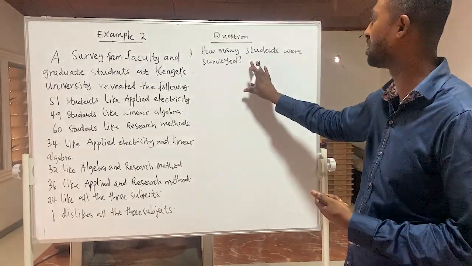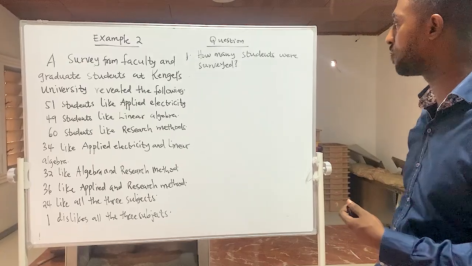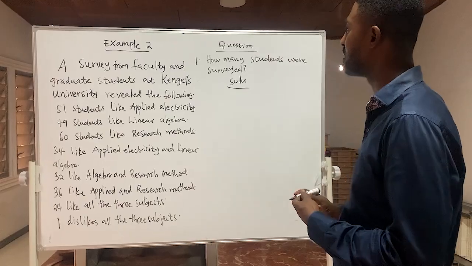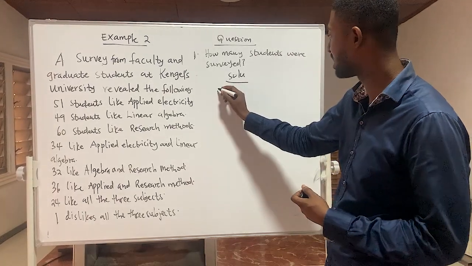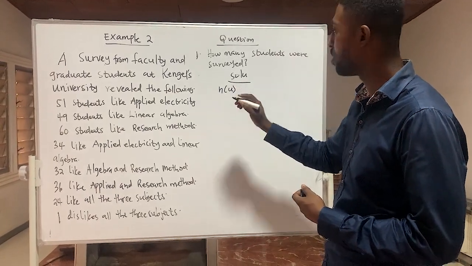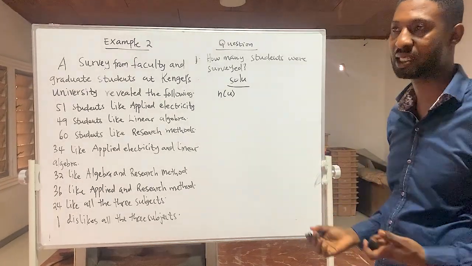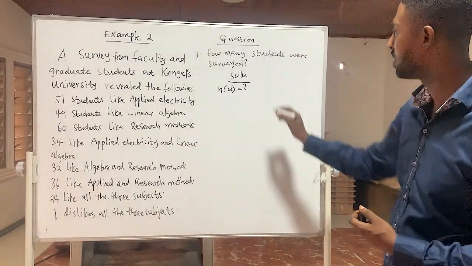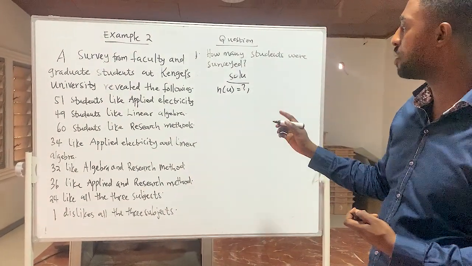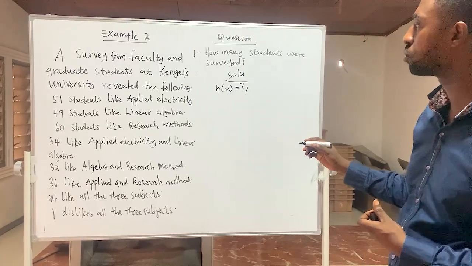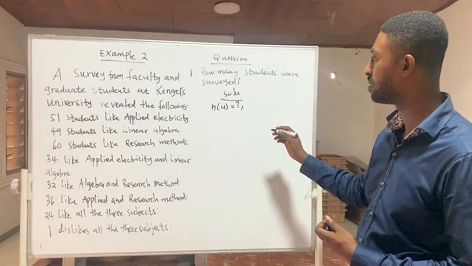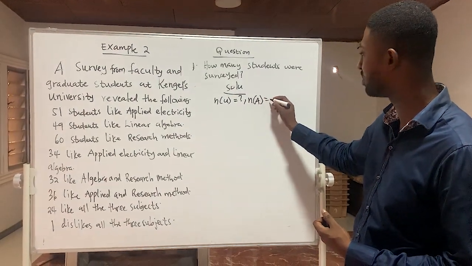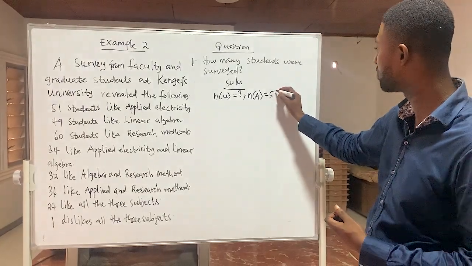So to start this, you should know that we are going to apply what we call Venn diagram. In solving this type of question, we need to first declare our variables such that we let U represent the total number of students that were surveyed, which from the question we were not given. Then we let A represent students who study applied electricity, so the number of A, representing applied electricity, is equal to 51.